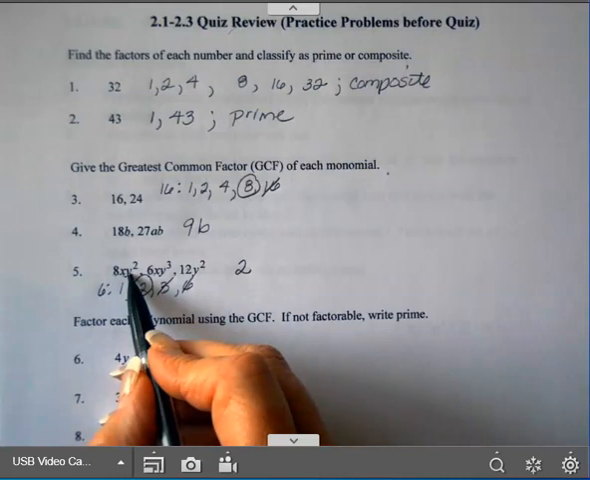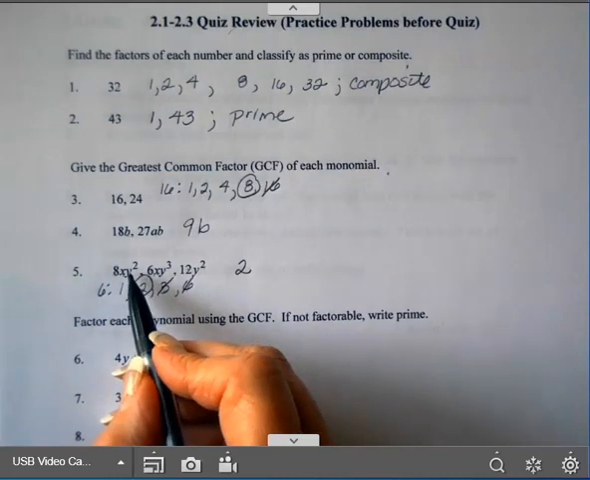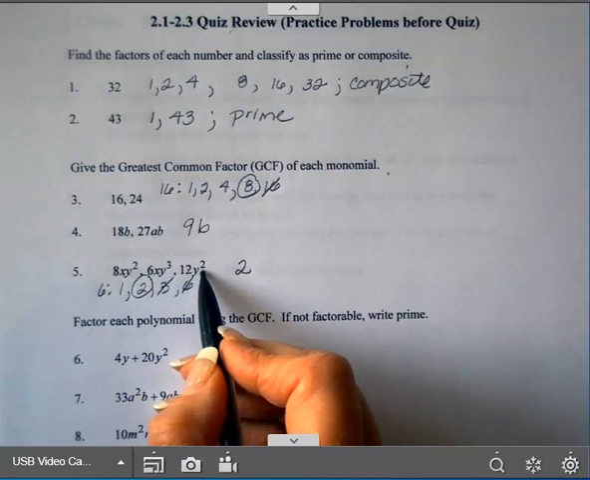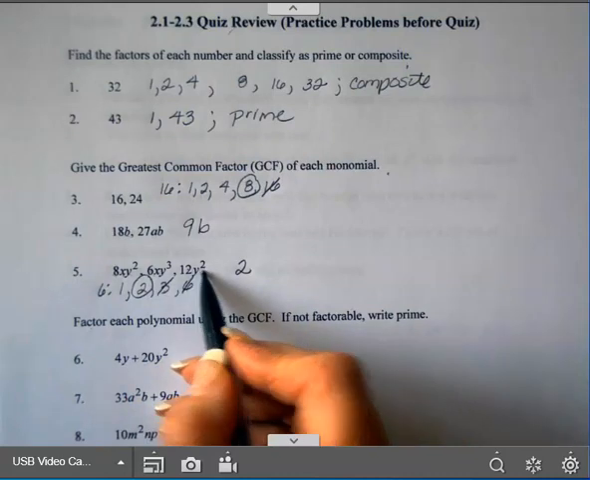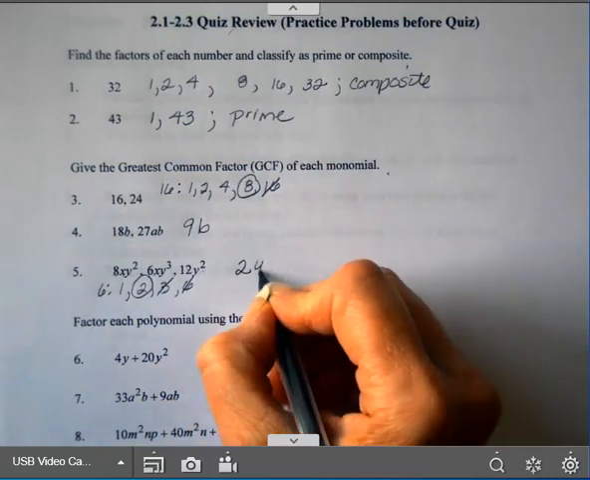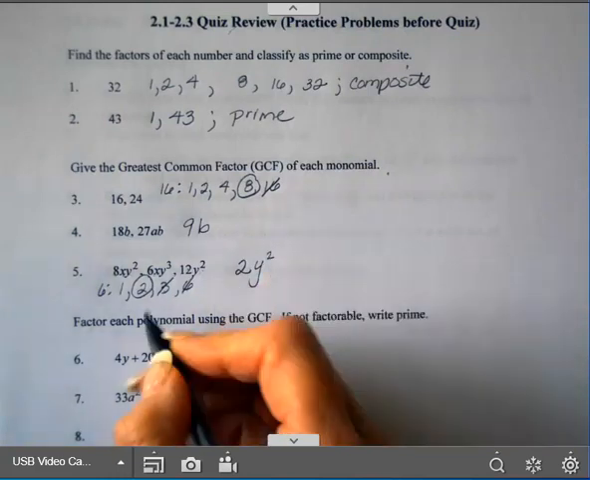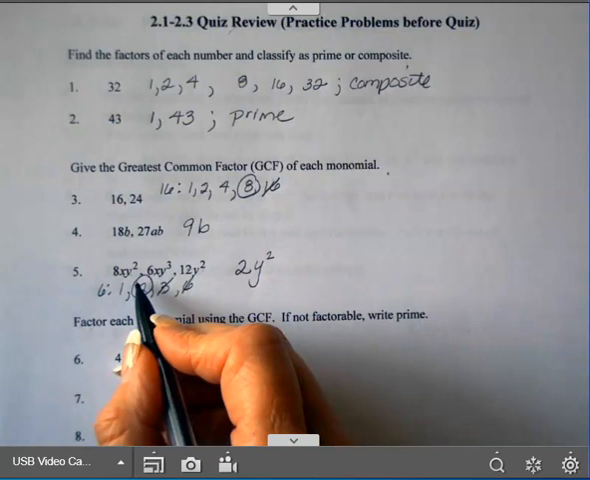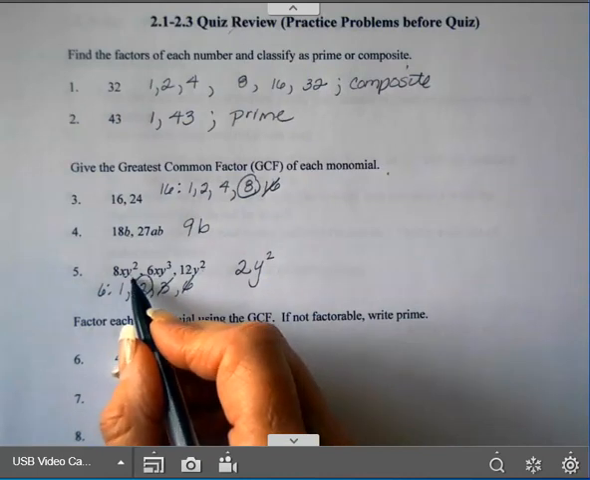This one has a Y squared. So I've got 2 Y's multiplied together. This one has 3 Y's multiplied together. So right now they have 2 in common. And this one has 2 Y's multiplied together. So they each have 2 Y's that are multiplied together. This one has an extra one on top of that. But we have to look at what they have in common. So they each have a Y squared.